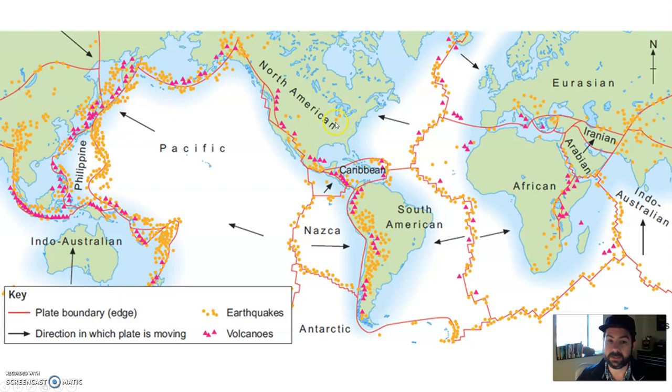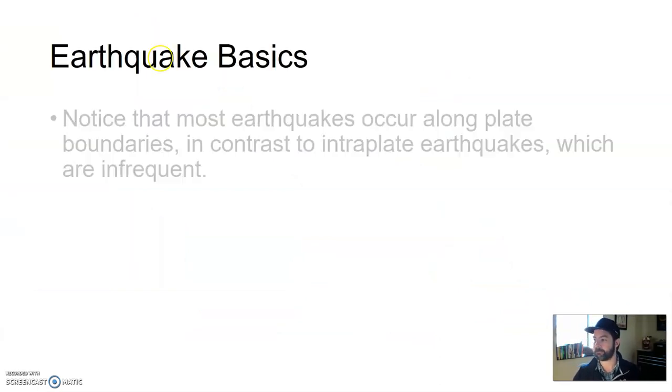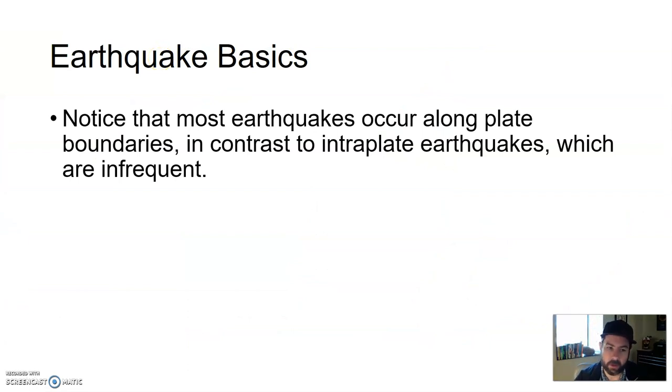Every once in a while, you get some random ones away from plate boundaries. More on those later. But generally speaking, most earthquakes happen near plate boundaries. They don't necessarily always have to, but generally speaking, the active faults are at or near plate boundaries. That's where most of the movement and interacting is going on. So again, most earthquakes occur along or near plate boundaries, in contrast to intraplate earthquakes. Intraplate earthquakes are in the middle of plates, not near plate boundaries.